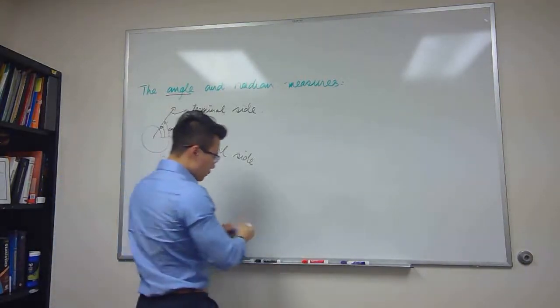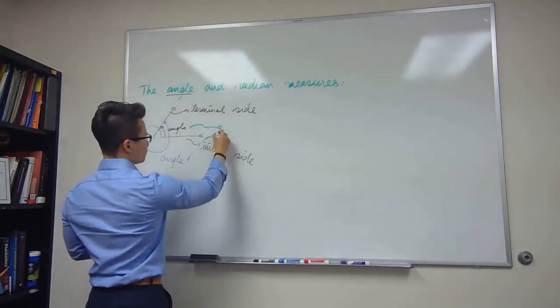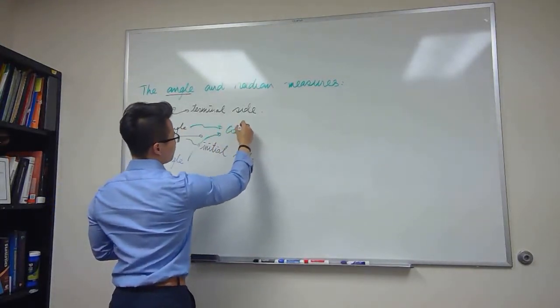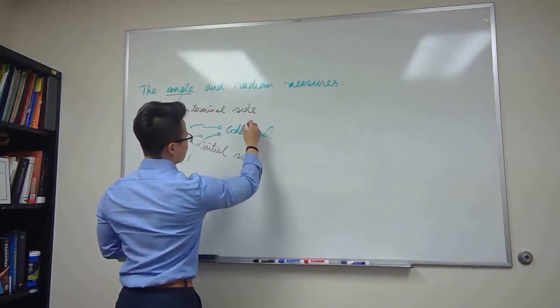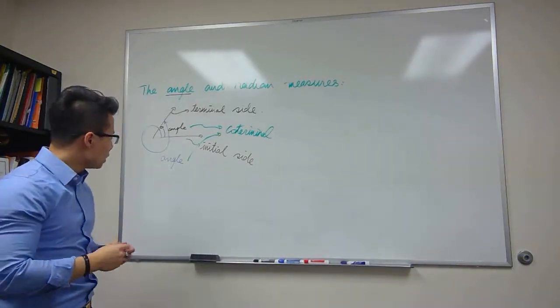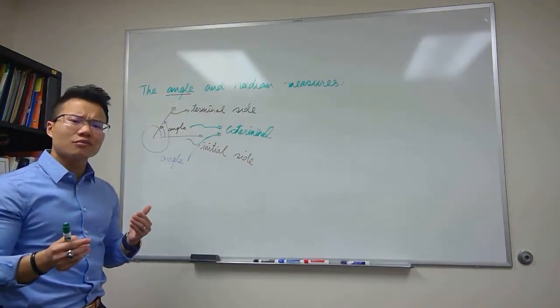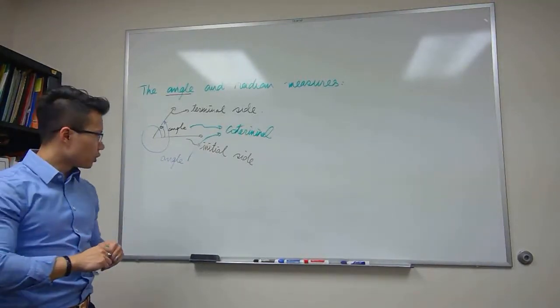Okay. For this kind of situation in here, we have another angle right here. For those two different angles right here, it's what we call them coterminal. Okay, so we call them coterminal if they share exactly the same initial side and terminal side.